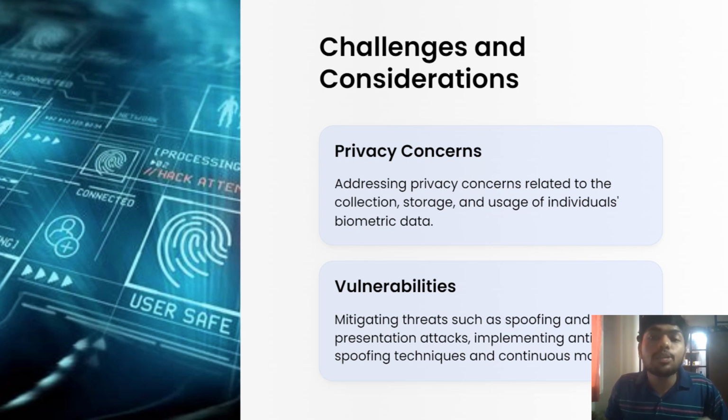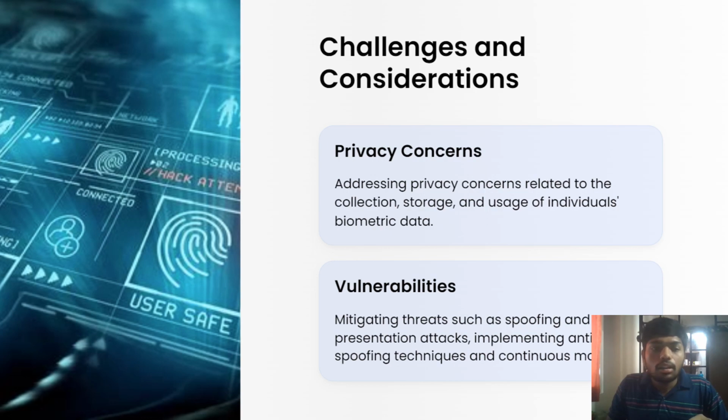Next, regulatory compliance. Organizations must ensure compliance with relevant regulations and standards governing the use of biometric data such as GDPR, CCPA, and industry-specific guidelines. Compliance requirements may include obtaining explicit consent for biometric data collection, implementing data protection measures, and providing individuals with rights over their biometric information. Addressing these challenges and considerations is essential for the successful implementation and operation of biometric security solutions, enabling organizations to maximize the benefits of biometric authentication while mitigating associated risks.